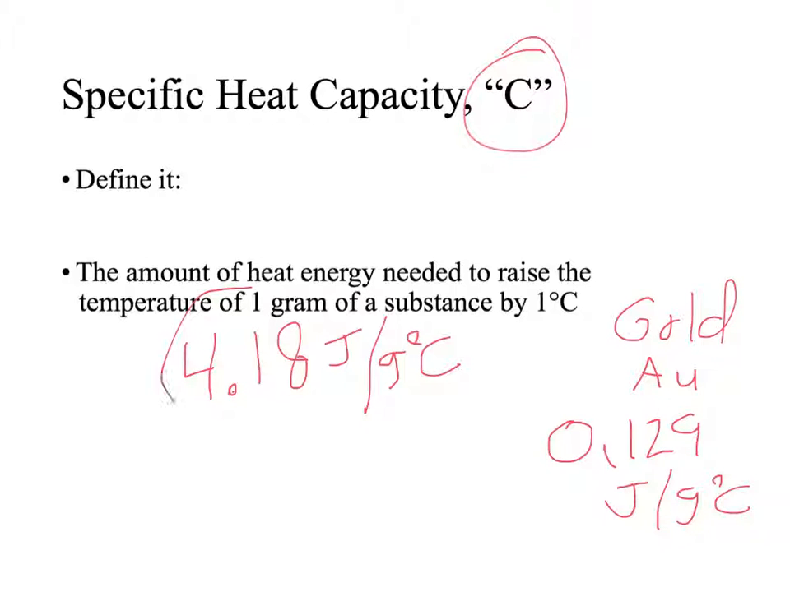Water has the highest specific heat capacity of any normal substance that we find in nature, which means that water's temperature changes only very slowly and requires a great deal of heat input or heat output in order to raise it or lower it.